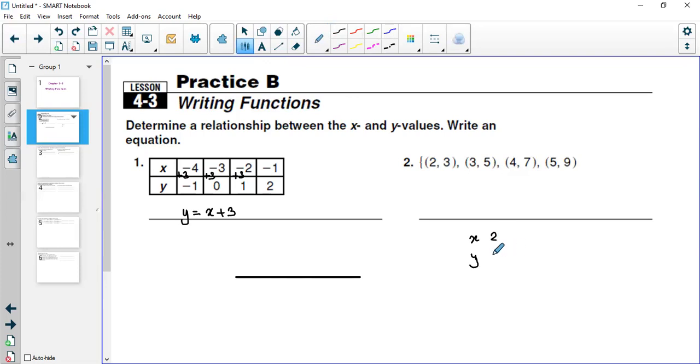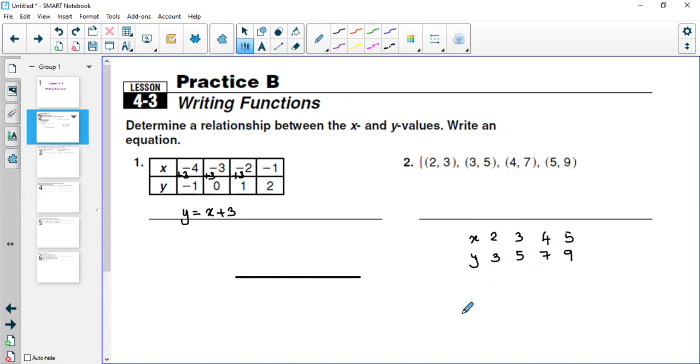So x is 2, y is 3; x is 3, y is 5. Look at the ordered pairs. I'm just writing down the ordered pairs in the form of a table so that it will be easy for us to find out the relationship. Okay, now again here the value of x is lesser than the value of y, right?